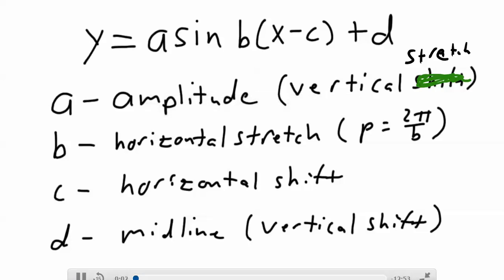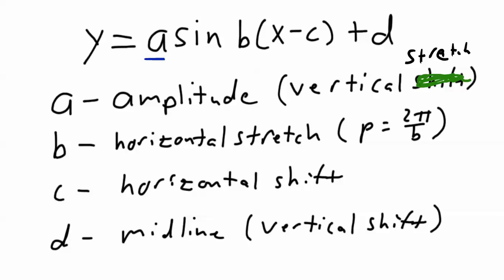Alright, so in this video we're going to talk about how to graph sine and cosine functions with transformations. There's four transformations. There's A, which is the vertical stretch, like it's been for all the graphs that we've done. And that affects the amplitude, so that affects the distance up and down from the midline that your sine or cosine graph is going to travel.